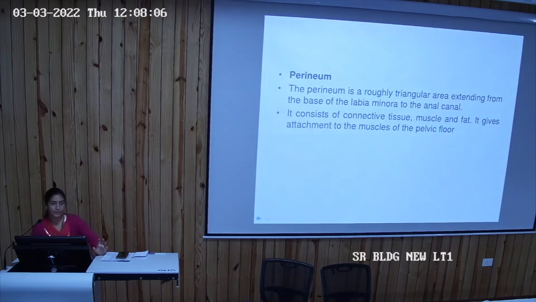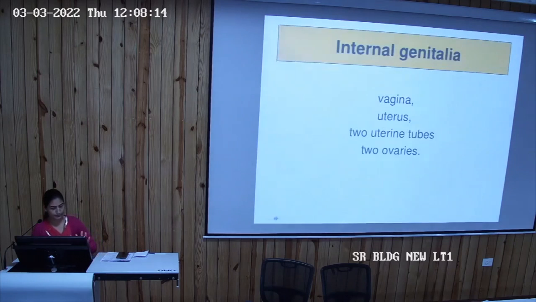So perineum, for the basic knowledge you should know, is a triangular area lying posterior to the vulva and anterior to the anus. Coming to the internal genitalia, that includes the vagina, uterus, oviducts or the fallopian tubes, and the ovaries. So two ovaries, two fallopian tubes, one single uterus and a vagina. There is no twinning of the vagina or the uterus. If it happens, it is an anomaly.